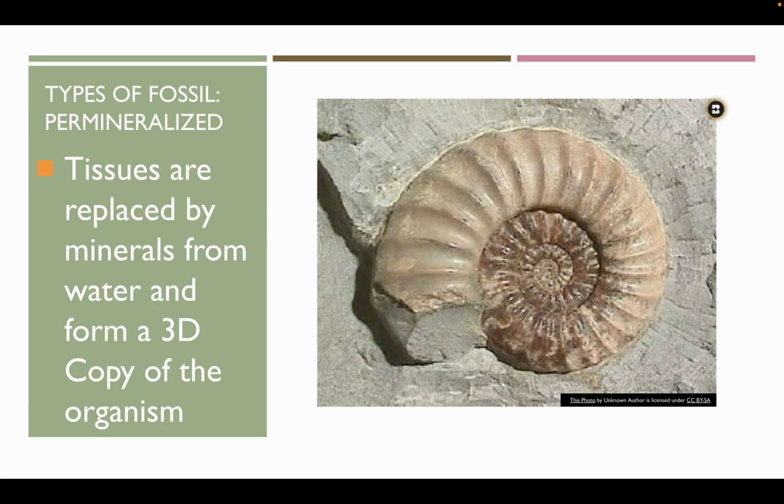First one is pre-mineralized fossils. These are tissues that are replaced by minerals from water and form a 3D copy of the organism. There are many types of minerals in water. Calcium is a huge mineral in water, especially in this part of Nebraska. We have what's called hard water, and hard water just means that there are metals such as calcium or magnesium in our water, and it's very hard on the pipes.